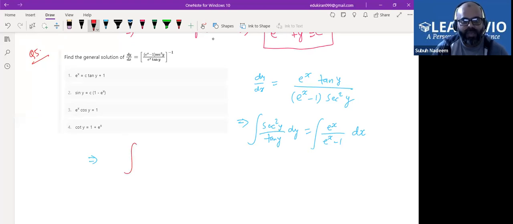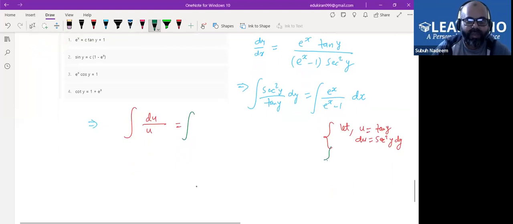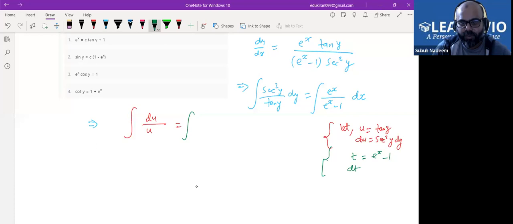So if you take tan y as a function u, sec square y dy will be du. If you let u is equal to tan y, then du will be sec square y dy. And another one is e to the power x by e to the power x -1. So here also you can do one thing. You can take e to the power x -1 as some other variable t. So on differentiating, dt will be equal to e to the power x dx. So it will be dt by t.